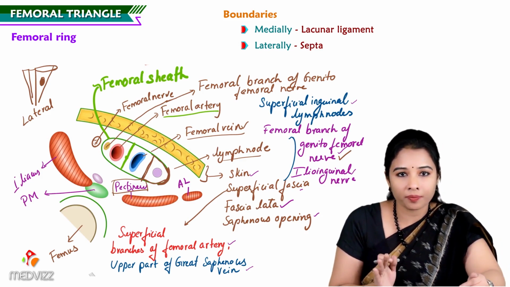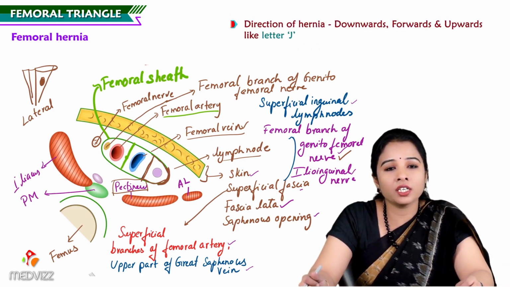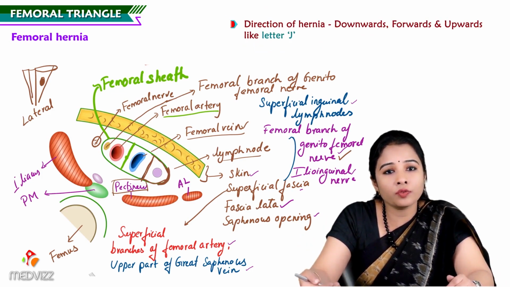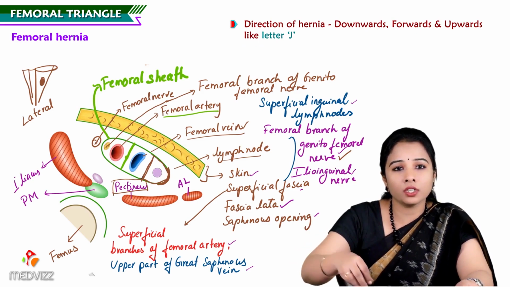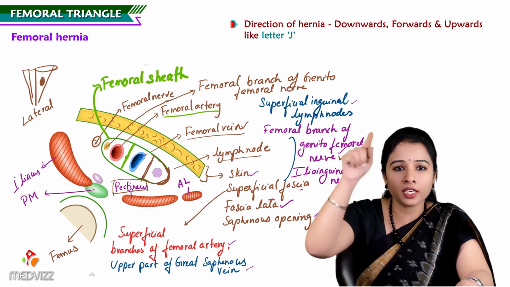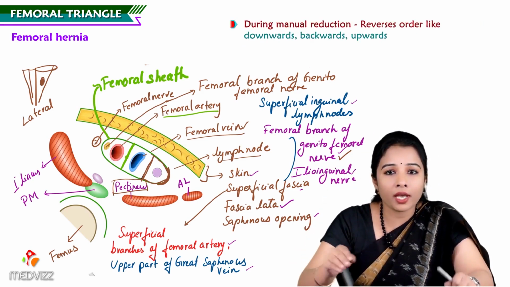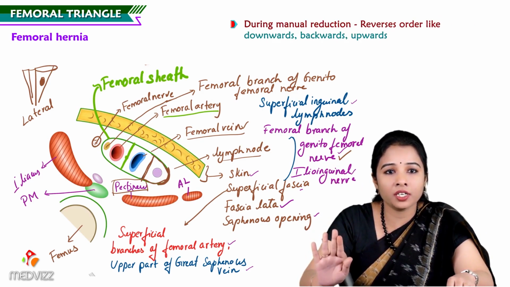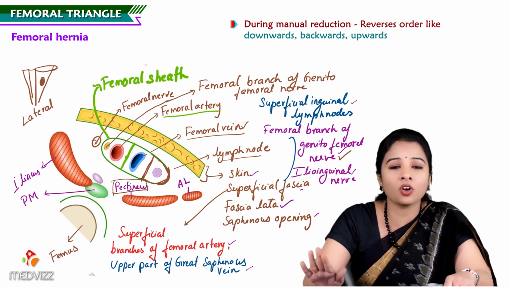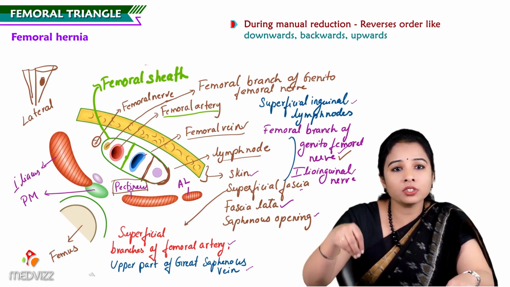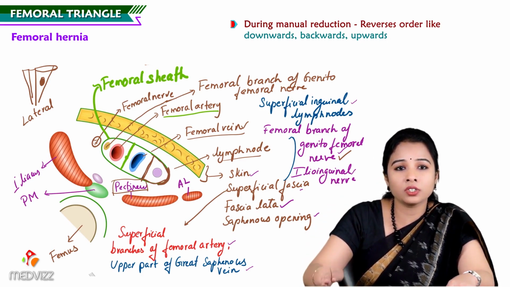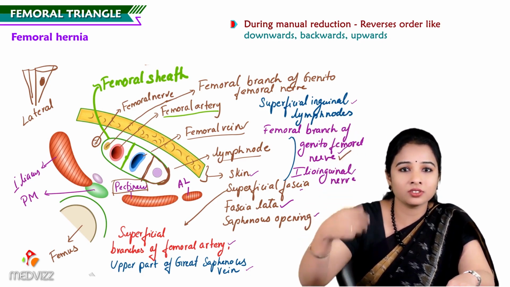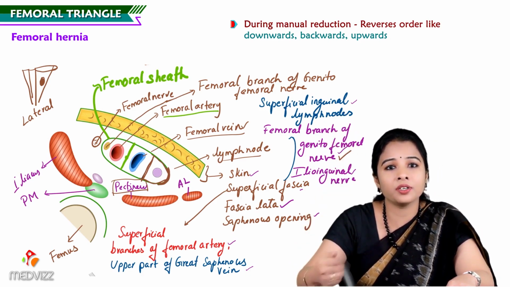The direction of the hernia is downwards, forwards and upwards. So the hernia will protrude downwards, then go forwards and again upwards, like the letter J. During the manual reduction of the femoral hernia, the surgeon reverses the order. It is pushed downwards, then backwards and upwards. So it is the reverse of the movement down.